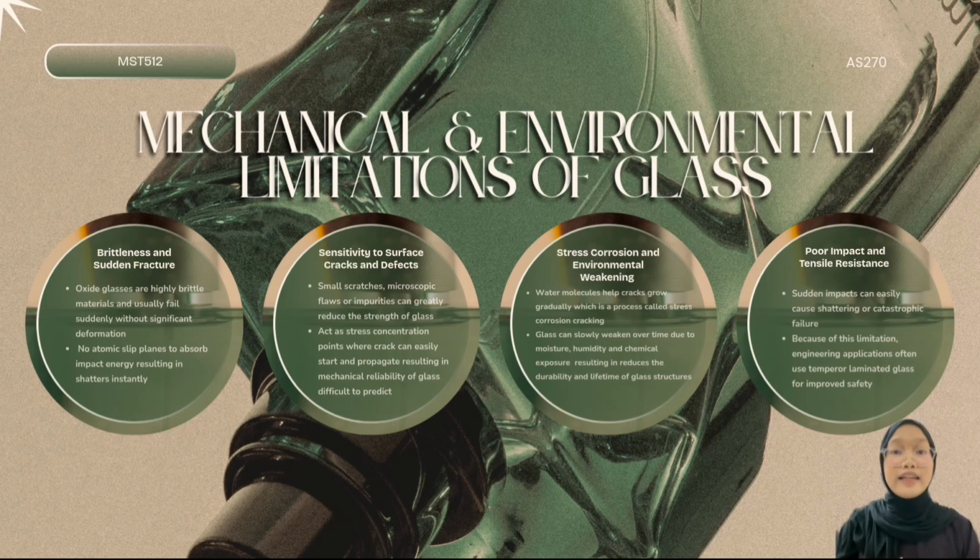Lastly, glass has poor impact and tensile resistance. Sudden impacts or high tensile forces can easily cause it to crack and shatter. Therefore, engineers often use tempered or laminated glass to improve safety and strength.